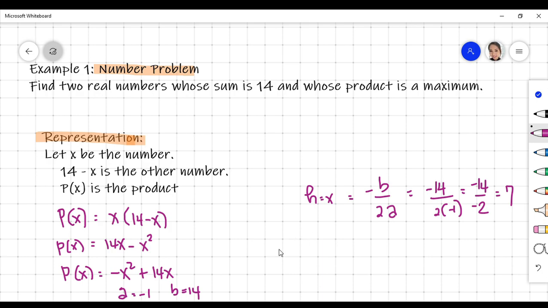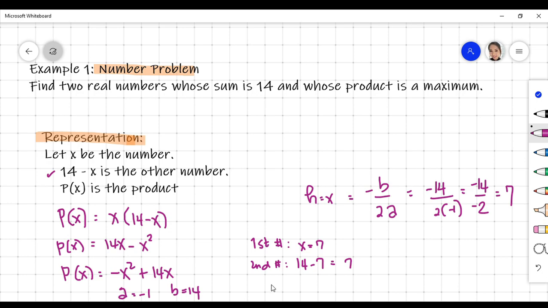Okay, so how about the second number? Since x, or the h, is 7, the first number is 7, x equals 7. And since we know the other number is represented by 14 minus x, we can solve that as 14 minus 7, which is 7. So the first number is 7 and the second number is 7. So it reaches the maximum product of 49.